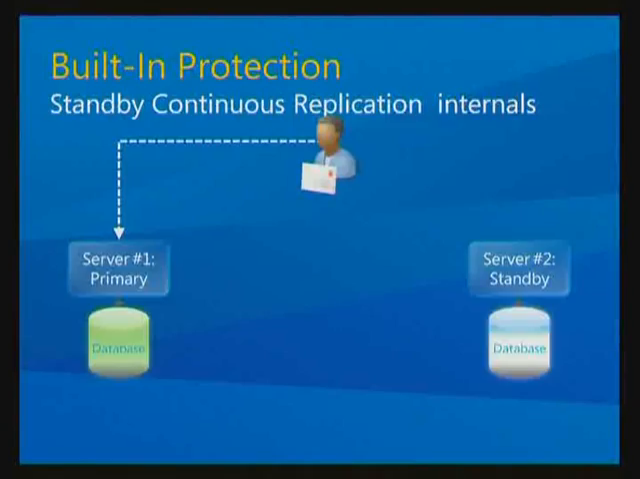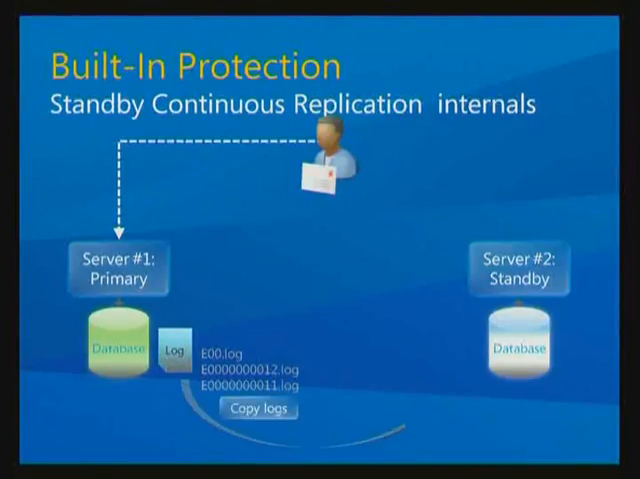So I'm going to walk through this a little bit. This is the model of how all of the continuous replication works, but in particular standby. Your users are connected to your primary server. They're sending and receiving messages, and as they do, log files are created. As these log files, which are 1 meg in size, are generated, the replication service copies those log files across to the standby server and places them in a directory there.